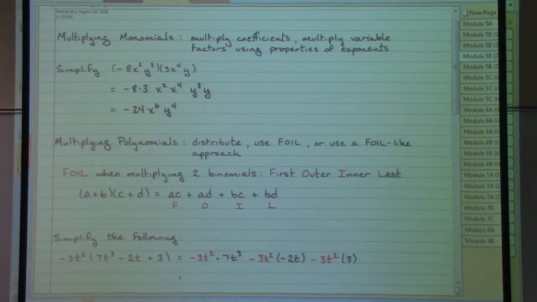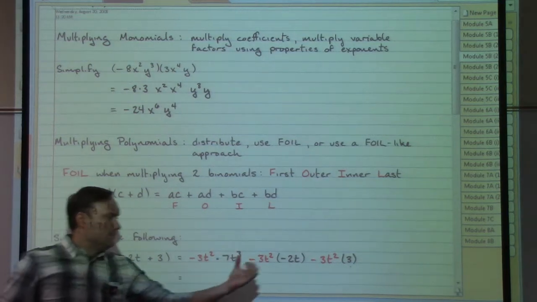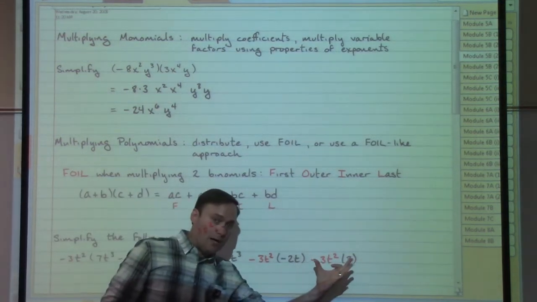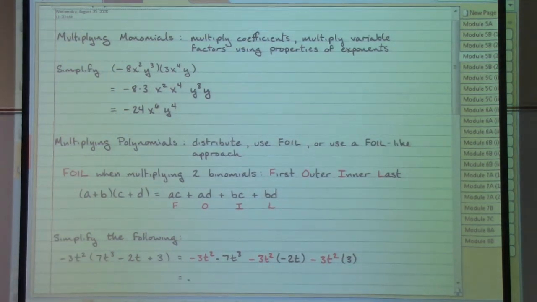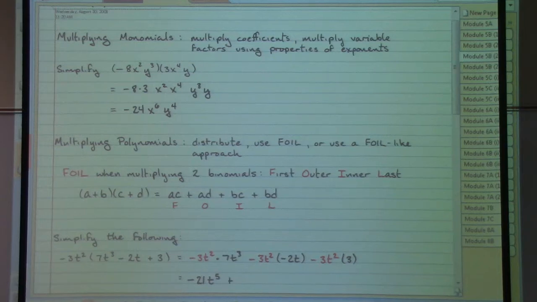What we've created here are 3 smaller multiplication problems: multiplying monomials, multiplying monomials, multiplying monomials. So number stuff times number stuff, negative 3 times 7 is negative 21. Take your powers and add them together, t to the power of 5. Number stuff times number stuff, negative times negative is a positive. 3 times 2 is 6. And then add the powers together for our t stuff to get a power of 3.